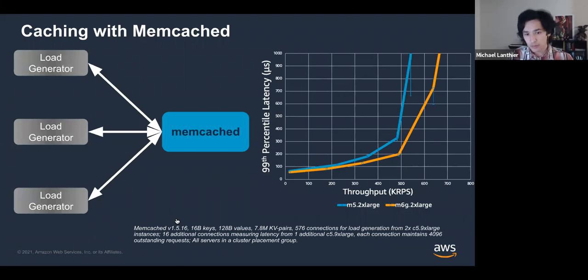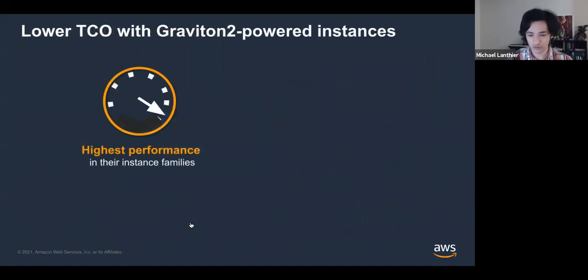So now that we've looked at performance in a couple of different applications, what does this mean for our customers who are running workloads using Graviton2? First, these Graviton2-powered instances are the highest performing instances within their families. Customers are not going to be compromising on performance by moving to Graviton2. It may even be performing better.